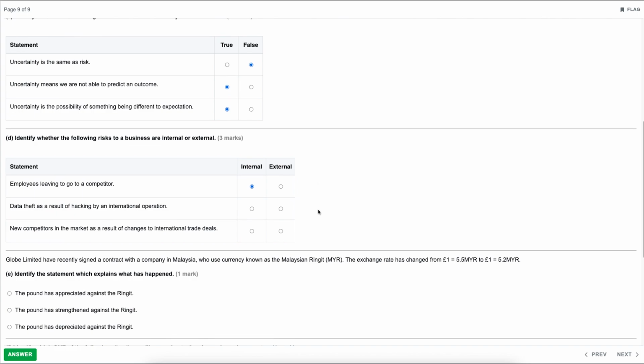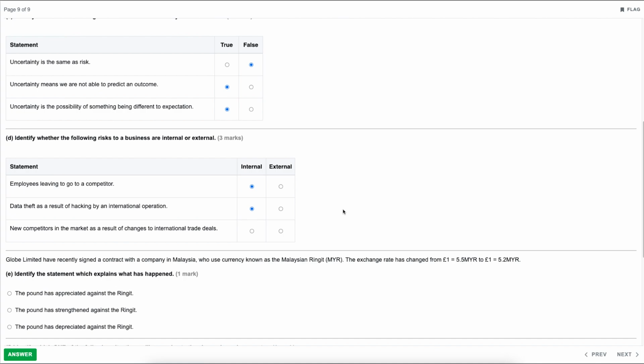So then the next one, data theft as a result of hacking by an international operation. So again, this would be internal. Now, I think there is a certain lean towards thinking that this is external because it's coming from an external source. However, it is what you can control as a business. So therefore, it would be internal. So it's making sure you've got the right data protection, the right firewalls, the right IT processes in place to stop that from happening.